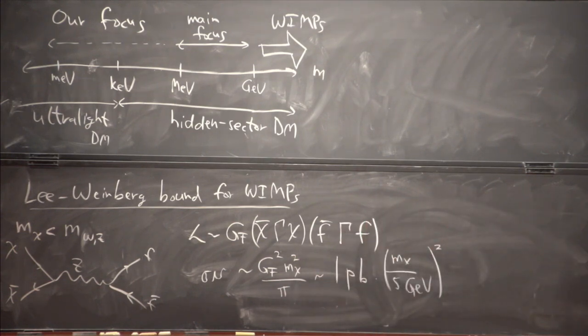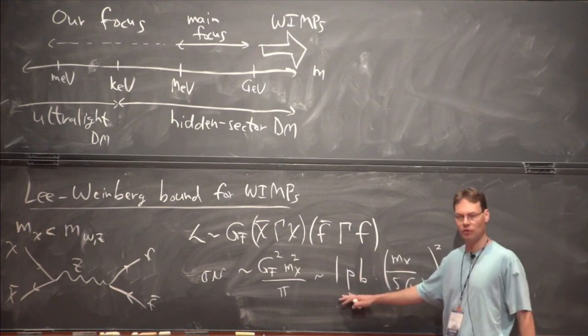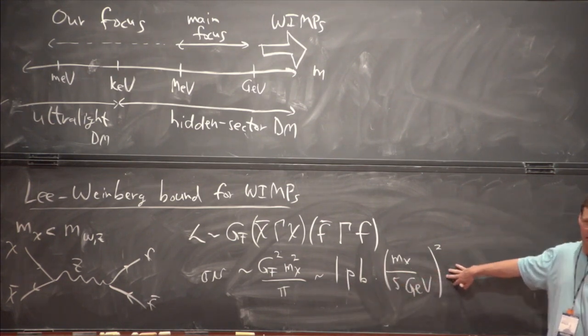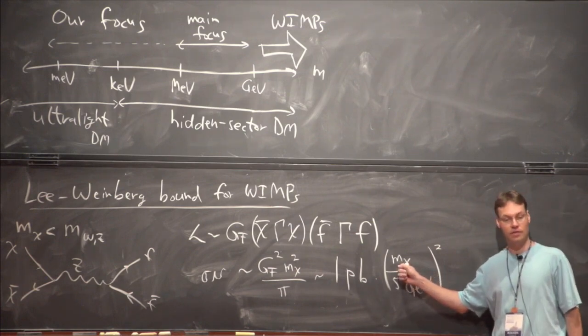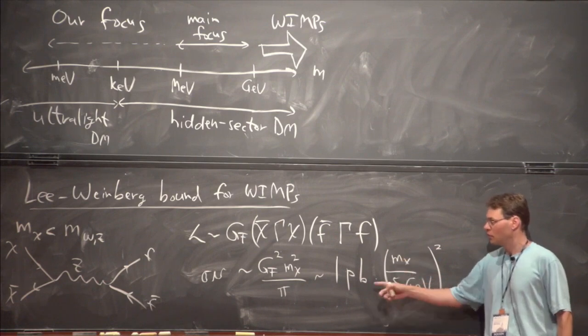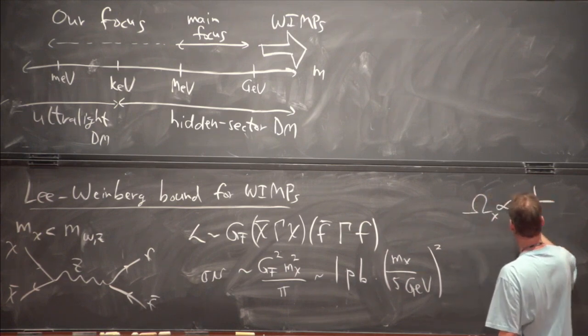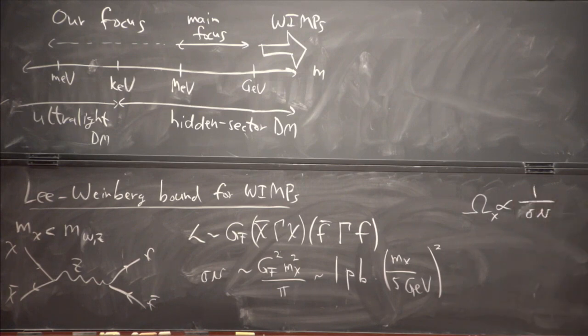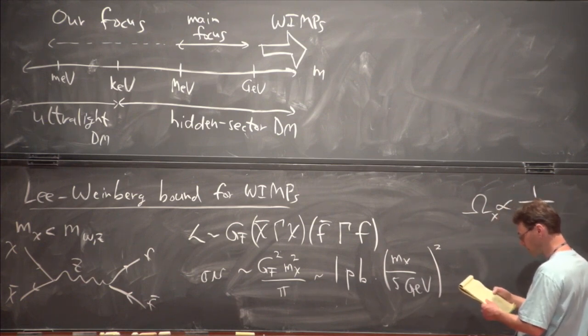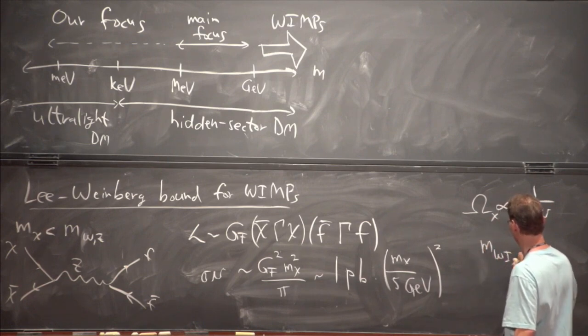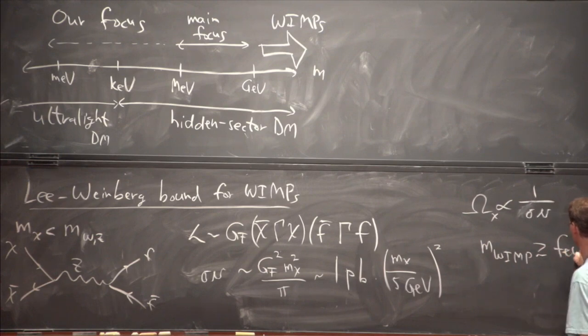Now, why picobarn? Why did I normalize it to that? Because that's the WIMP miracle, right? The typical weak interaction cross section is a picobarn, and that gives me the right relic abundance. So roughly, a picobarn is what I need to get the right relic abundance, and that's the scaling as a function of mass. What you can see is that as I lower the mass of the dark matter below 5 GeV, the cross section decreases. The dark matter abundance goes as 1 over the cross section, so the abundance increases. As I lower the dark matter mass, the cross section is too small for the dark matter to be annihilated away, and I'm going to have too much dark matter. And that's the bound. So we need the WIMP to be above a few GeV.